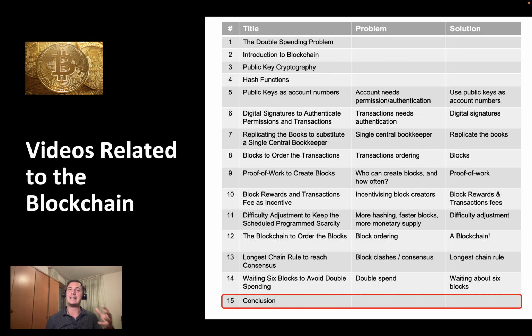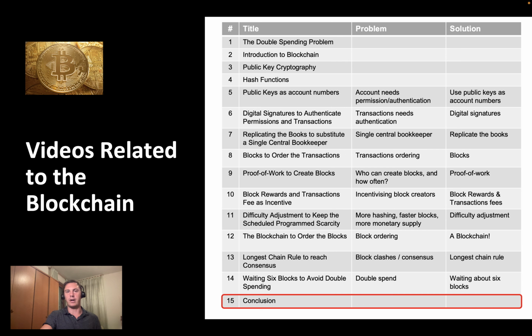The next step is the core of the blockchain and the most important video: how we order the blocks. We know that miners create blocks, but how we order the blocks is to create a blockchain. And the last two topics: if two valid blocks are created at the same time, how does the system reach consensus? It reaches consensus through the longest chain rule. And also thanks to the longest chain rule, in order to be sure that the transaction is listed in the blockchain, the recommendation is to wait about 6 blocks, around 1 hour for big transactions.